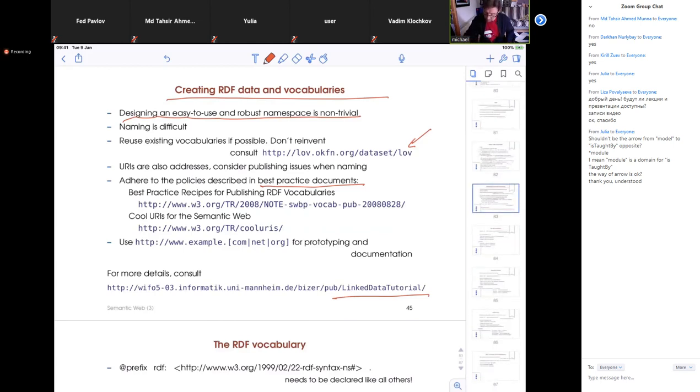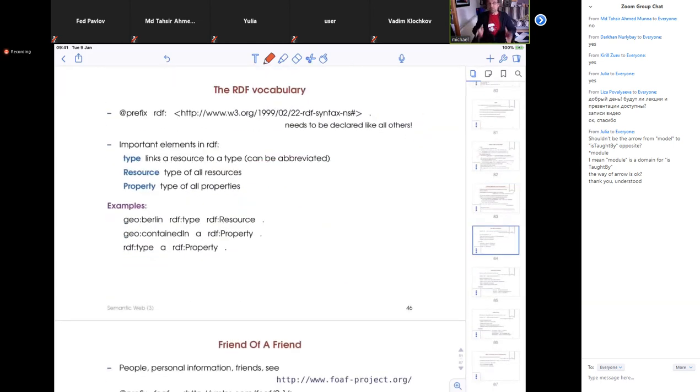Now, what kind of vocabularies do we have? To begin with, there is the RDF vocabulary. In RDF, as we have learned, we have type, which links a resource to a type, to its class. Resource is the type of all resources. Property is the type of all properties.